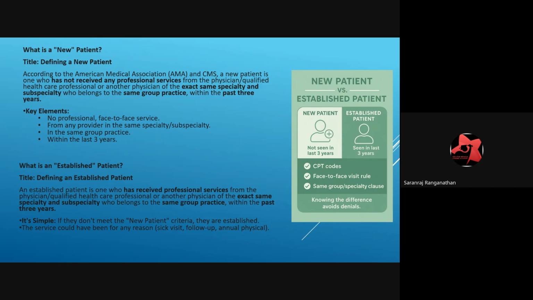Okay, so the second thing, as I told, is the established patient, where the patient is coming for the same specialty within the 3 years, or the same subspecialty within the 3 years. Then he becomes the established patient. That is a set of 3 rules: one is face to face, second is the same specialty, and third is within the 3 years time span. That is going to make you sure whether he is a new patient or established patient.